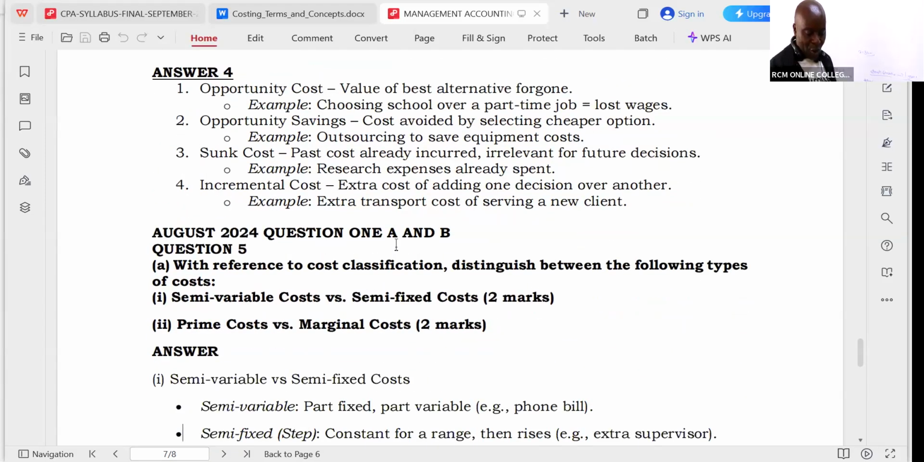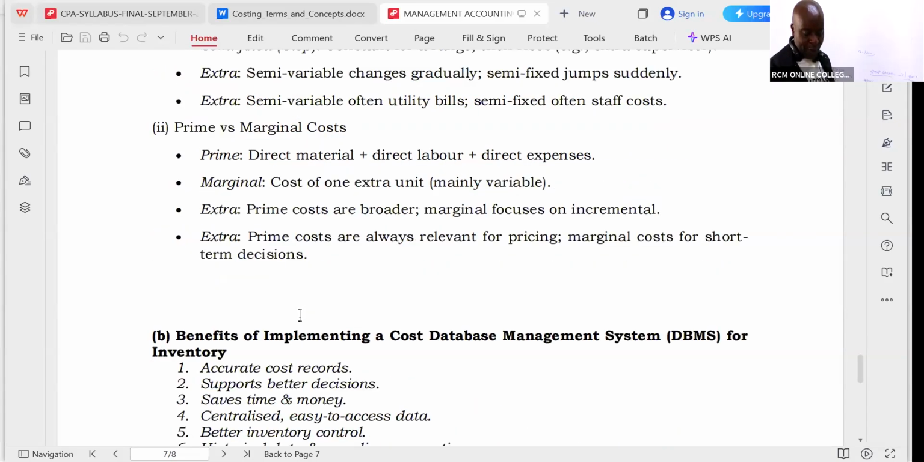With reference to cost estimation, cost classification, distinguish between the following types of costs: semi-variable costs versus semi-fixed costs. Then we have prime costs versus marginal costs. Then part 2 of this: benefits of implementing a cost database management system, DBMS, for inventory.